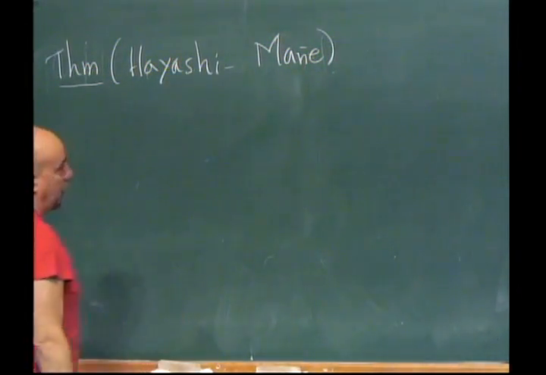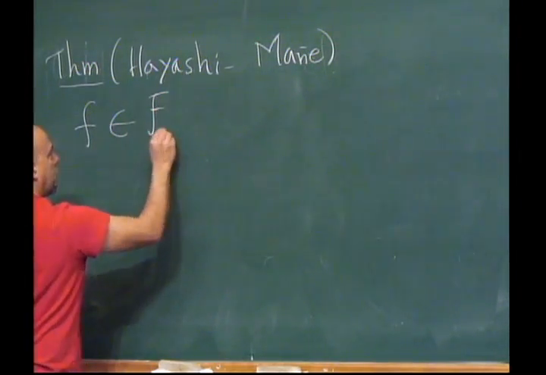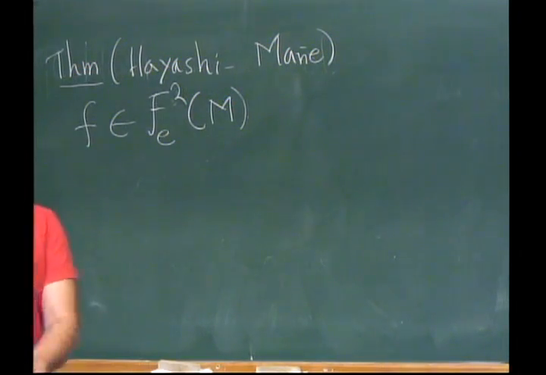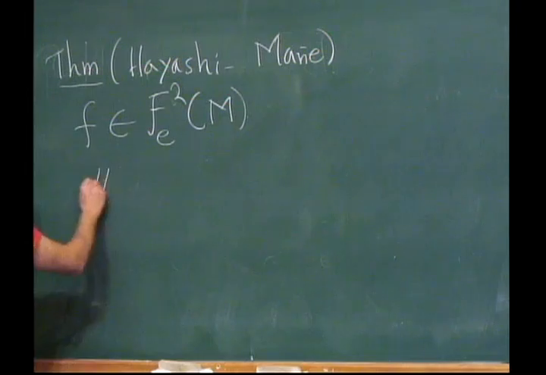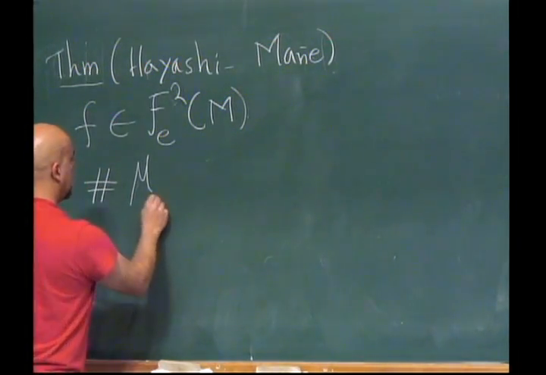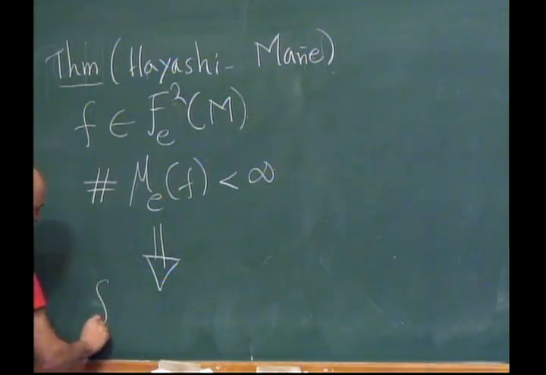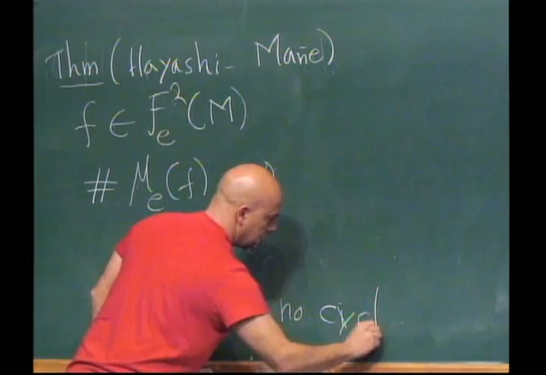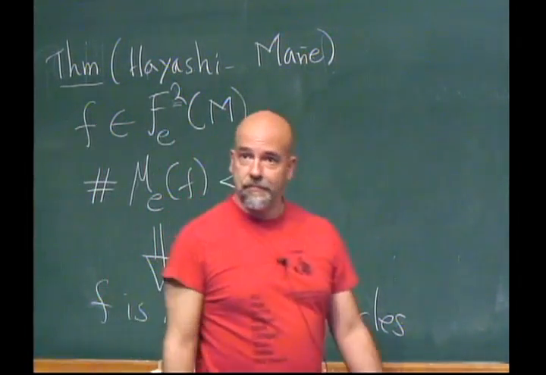I state it as follows. Suppose that F is C^2, and every C^2 perturbation has all its hyperbolic ergodic measures, and the set E(F) is finite. Then F is Axiom A plus no cycles. Okay, so this is something that we know, the C^2 result.